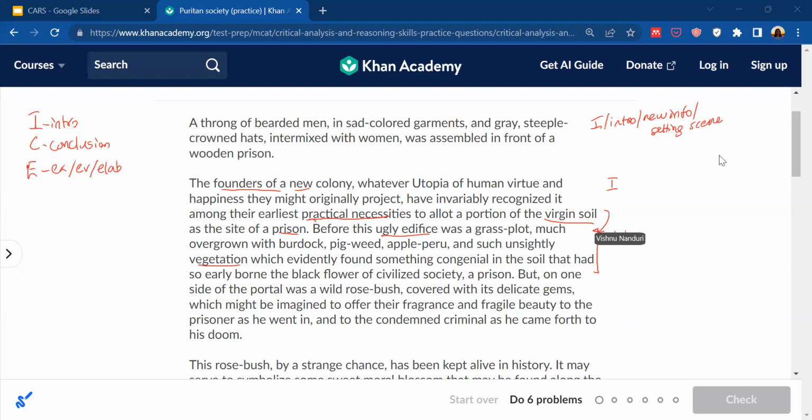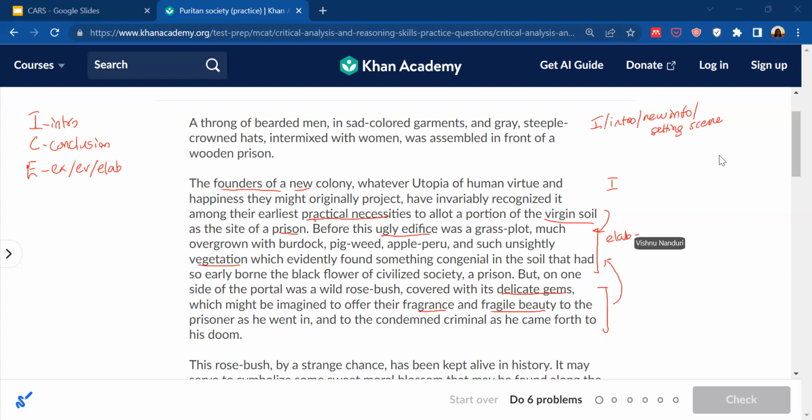It's not the prettiest thing, but hey, we have this prison. And it said, even though it was very unsightly or kind of ugly, on one side of the prison or the portal was a wild rose bush. So it had some delicate gems, which we can imagine to be the flowers, and it had some fragrance and beauty. And that was offered to the people that went in and the people that came out of the prison. So this is contrasting what they're talking about in this part right here.